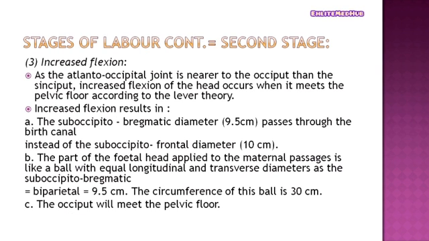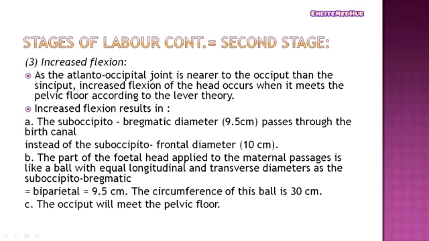Third is increased flexion, as the atlanto-occipital joint is nearer to the occiput than the sinciput. Increased flexion of the head occurs when it meets the pelvic floor according to the lever theory. So the lever theory explains how the fetal head flexes, that's bends forward, or extends, that's bends backward, as it moves through the birth canal, depending on where the force of uterine contraction is applied and where the head pivots.